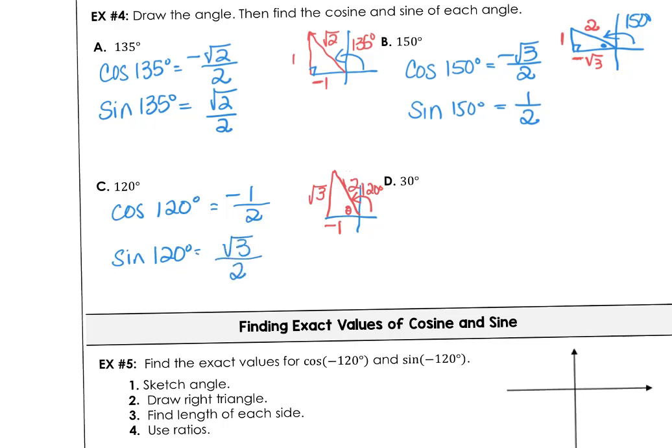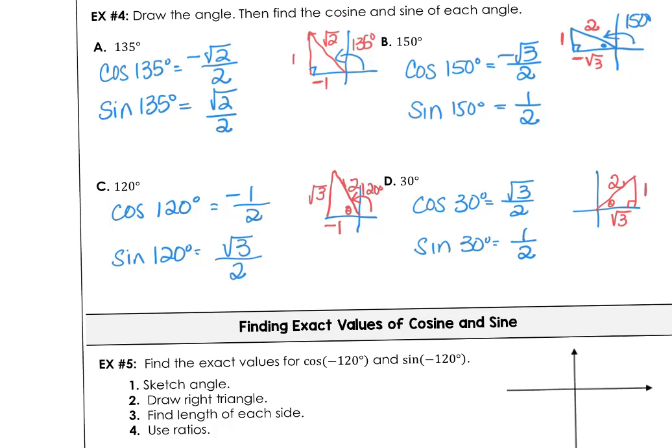And finally, for 30 degrees, in quadrant 1, our triangle is here. This is our theta of 30 degrees, and across from 30 is the length 1. The other leg is radical 3, and the hypotenuse is 2. So cosine of 30 is adjacent to hypotenuse, and the sine of 30 is opposite divided by hypotenuse.